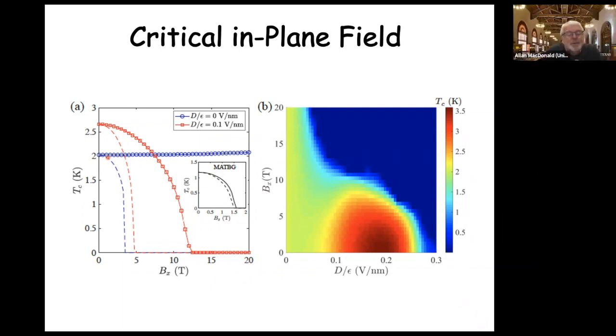Yeah, the two systems respond very differently to an in-plane magnetic field. The easiest way to understand it is, when you have a bilayer, there is a large orbital effect of an in-plane field. Step back. There's a large orbital effect because the two layers are displaced vertically, and so there's AB flux that goes between the layers. That's what the orbital effect is.